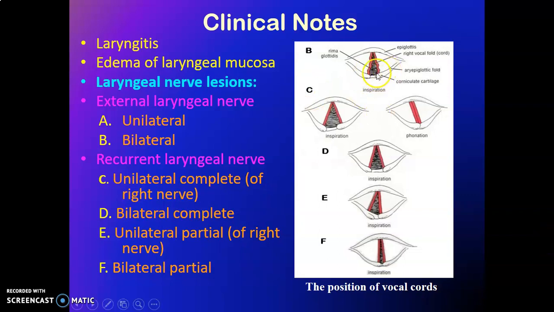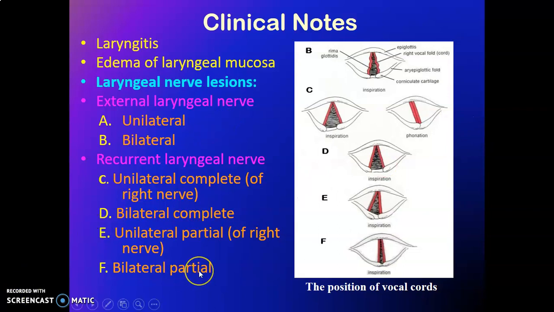During inspiration, the vocal cords abduct, so they open up to allow air into the trachea. And during phonation, air will be forced through adducted vocal cords. They are together, but you force expired air through. That way, the vocal cords vibrate, producing sound. So this is showing you inspiration, abduction to allow air in, and this just shows you adducted vocal cords. They are abducted during inspiration and adducted during phonation. So for you to produce sound, you force air in between the adducted vocal cords, making them vibrate.